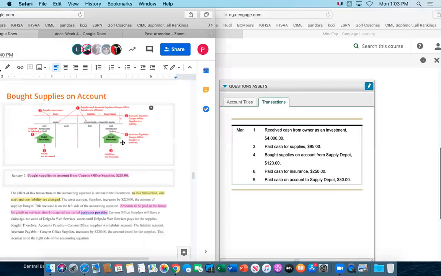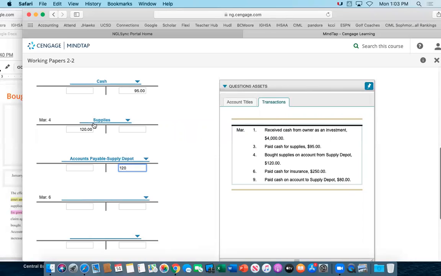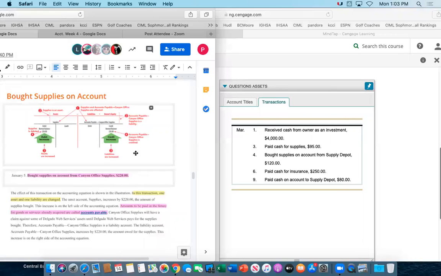So now you had to increase the bill, right? How do you increase a bill? For accounts payable, you credit it. How do you increase supplies? You debit it. Debit's listed first. Just like when we did the 2-2-1 in our work together, or the notes. It's right here.